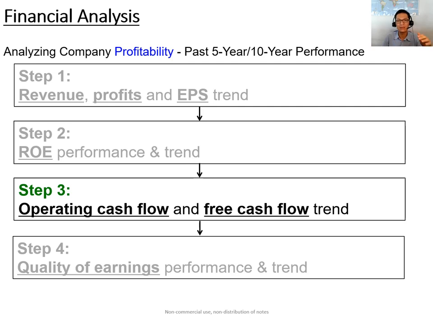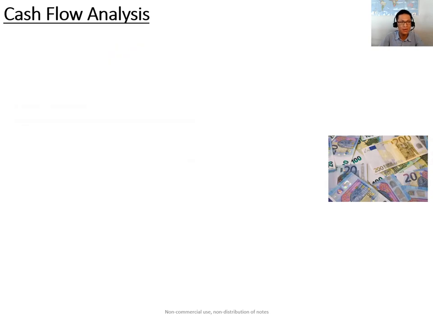We know that there are limitations to step number 1 and step number 2 because the net earnings is based on certain accounting rules and assumptions. That's why we need to look at the company's cash flow to understand more about the company business, because cash is real. So what is operating cash flow?